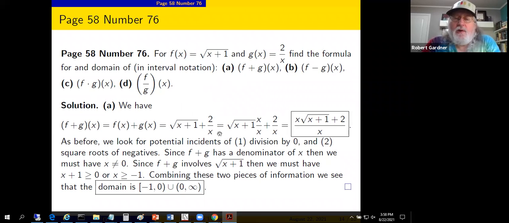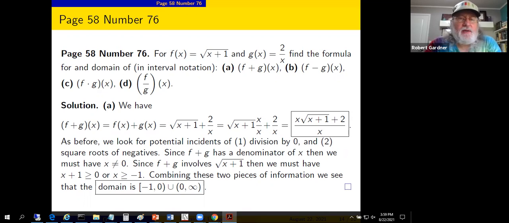Let me do a little more algebra. Let's get a common denominator and add them together because I want to. You might have to do this to get the answer in the book. We were asked more than just for the function. We were also asked for the domain, so we'll need this in a second. So let's multiply by x over x. That'll give us the common denominator here, and we'll have x times square root of x plus 1 plus 2, both divided by x. So there's, as a rational expression, the function f plus g.